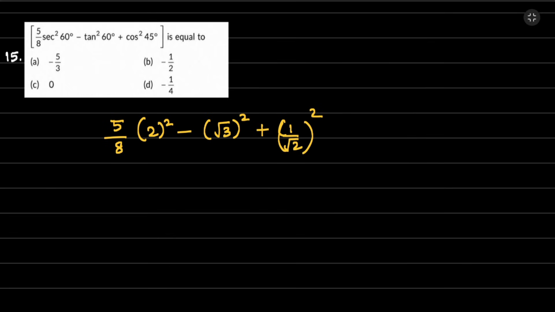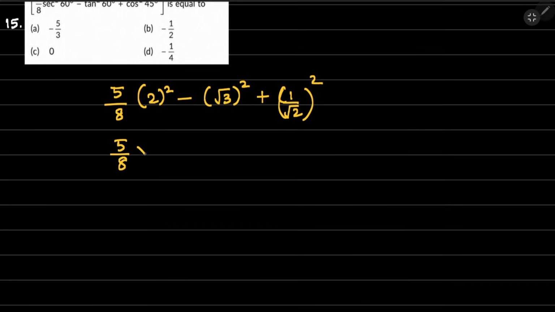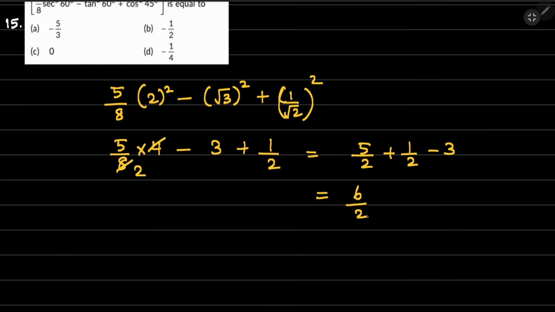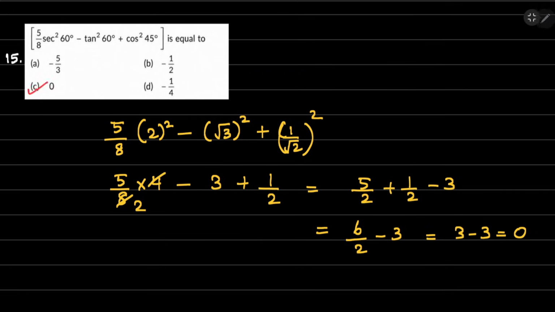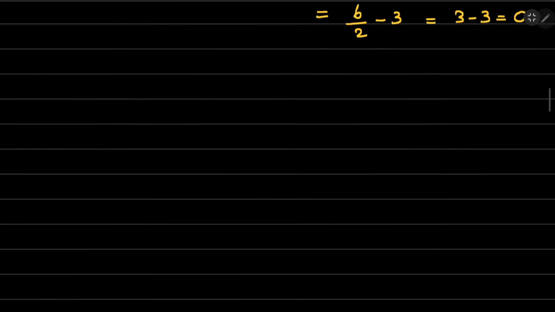So on solving, what do you get? 5 by 8 multiplied by 4 minus 3 plus 1 by 2. So we can cancel it. So 5 by 2 plus 1 by 2 minus 3. So this is 6 by 2 minus 3, which is 3 minus 3, which is 0. So the answer is option number C, 0. Let's move on to the next question.